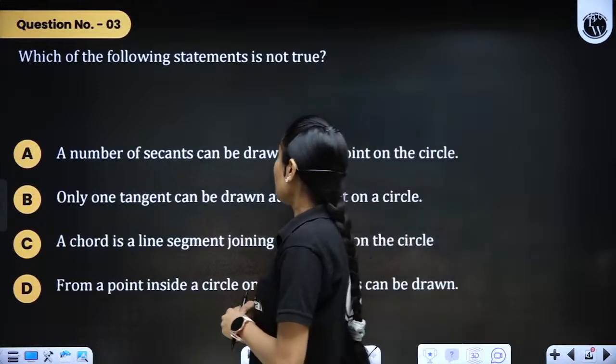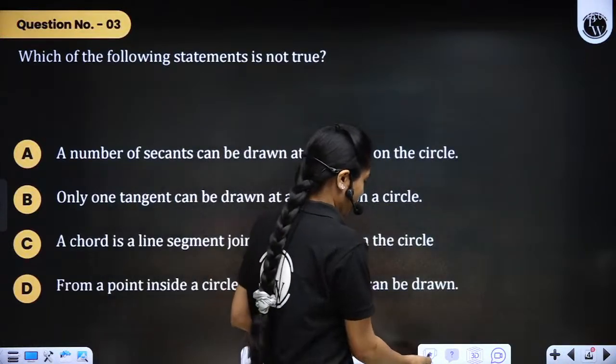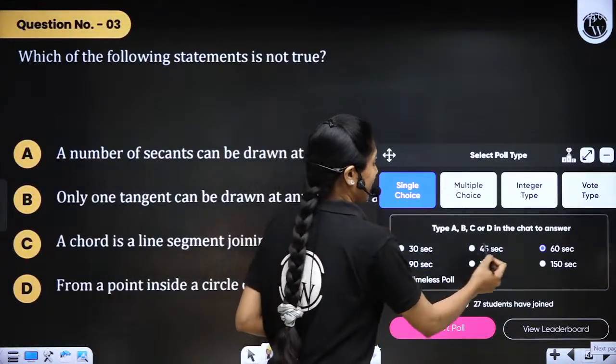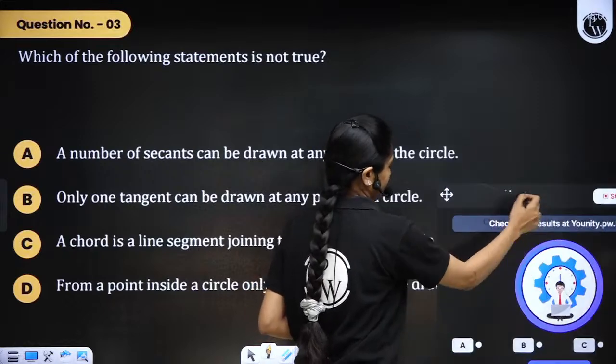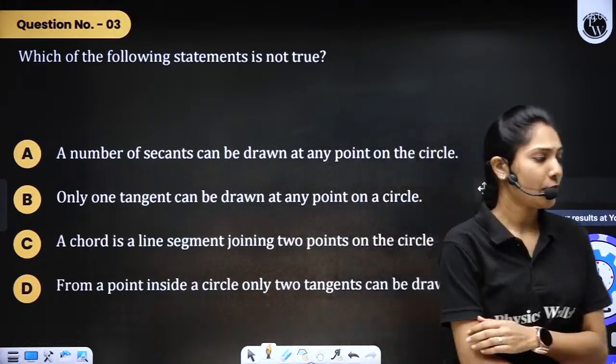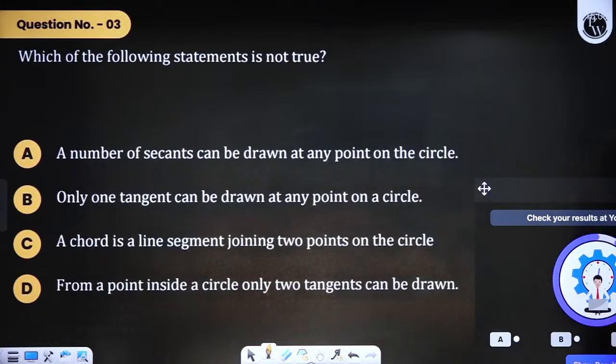Next is: which of the following statements is not true? Okay, tell me. Which one is not true here? Done?